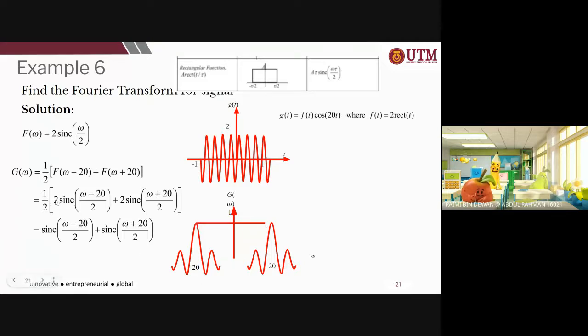Half times 2, you only have 1. So it's half of this amplitude, which is 1. One is delayed by 20 and the other advanced by 20. This one is minus 20, this one is plus 20.